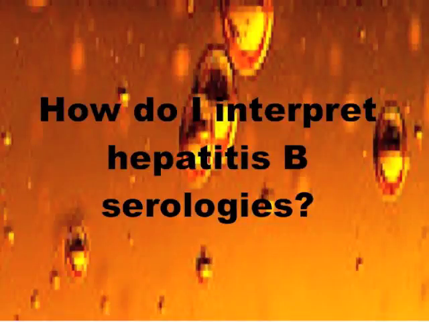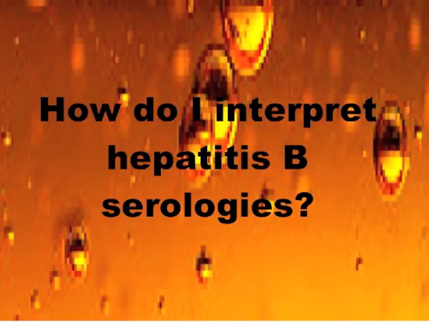How should you interpret hepatitis B serologies? The first thing you should do is look to see if the patient has a positive hepatitis B surface antigen. If the surface antigen is positive, the patient probably has active disease. You should confirm this with a hepatitis B DNA.